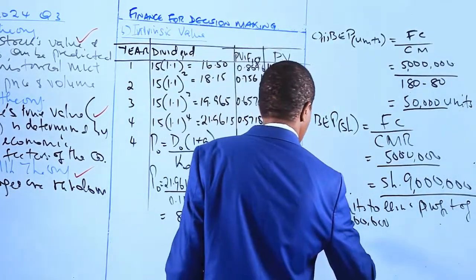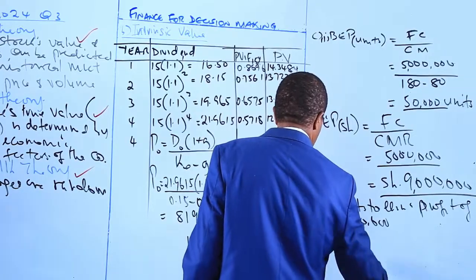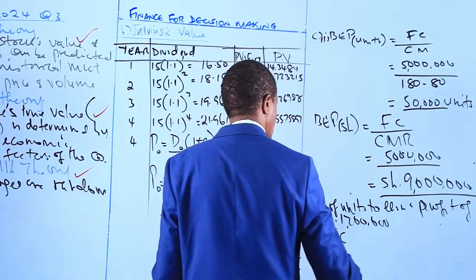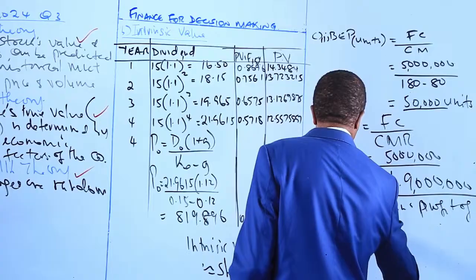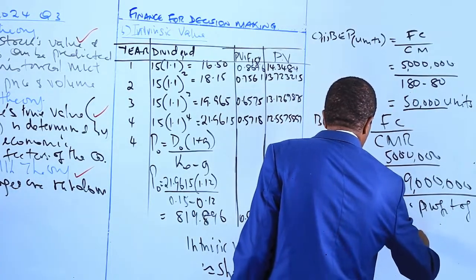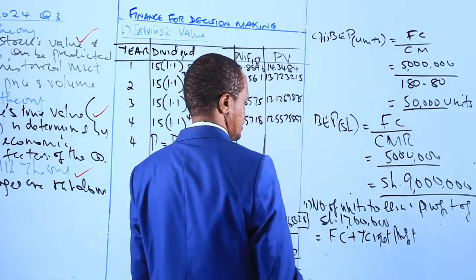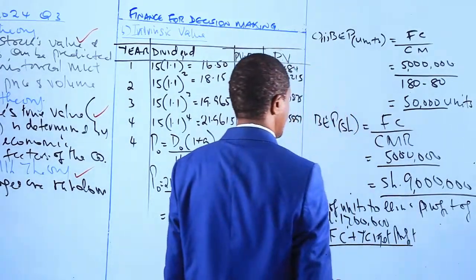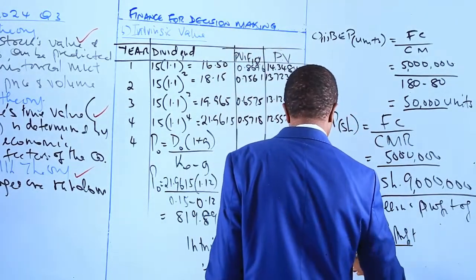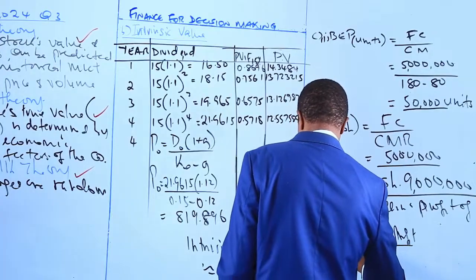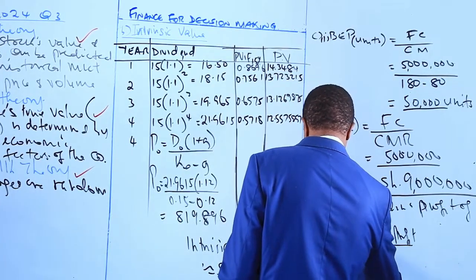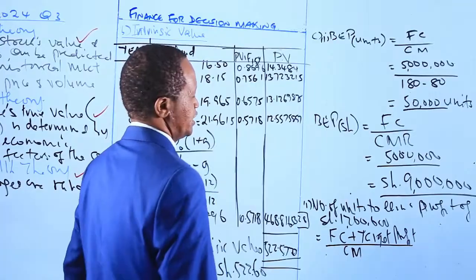This will be equal to the fixed cost. You remember the formula we gave in our class. It is the fixed cost plus the target profit, then we divide by the contribution margin.